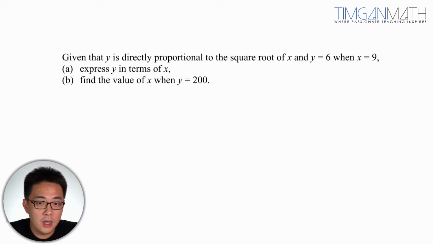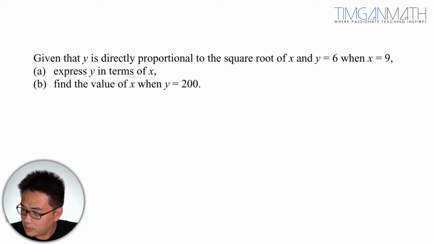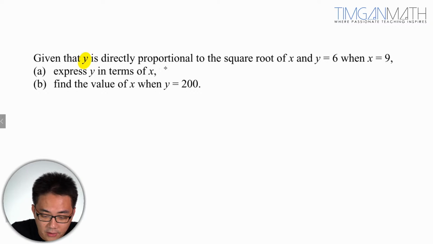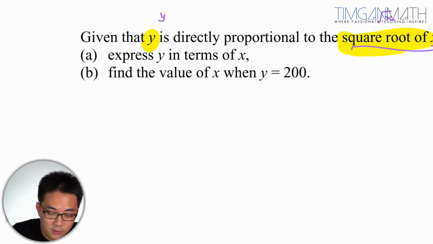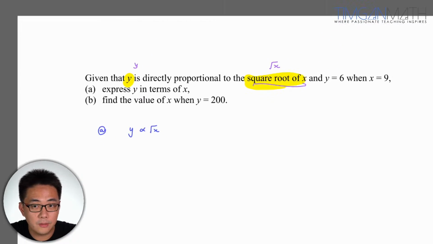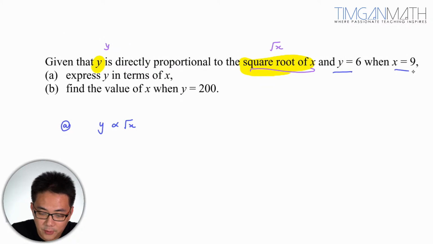Hi students, let's look at how we can find this equation of direct proportion. For this question here, let's see how we can do this proficiently. So you're given that y is directly proportional to the square root of x. So the square root of x just means that this is a root of x as such, right? So if y is directly proportional to the square root of x, what you could write down is essentially y proportional to root of x as such. And given that when y is 6 and x is 9, express y in terms of x.